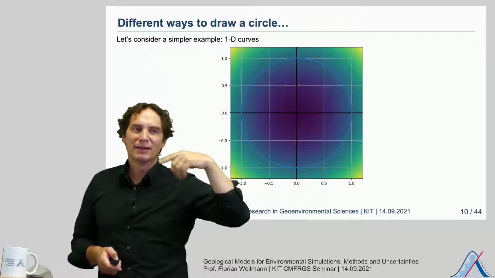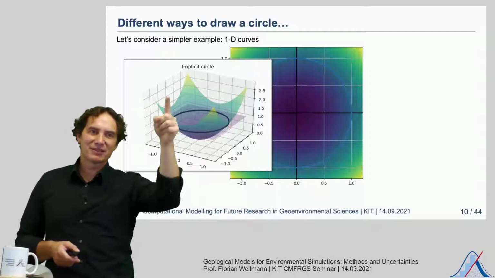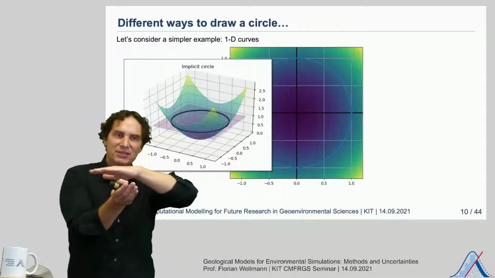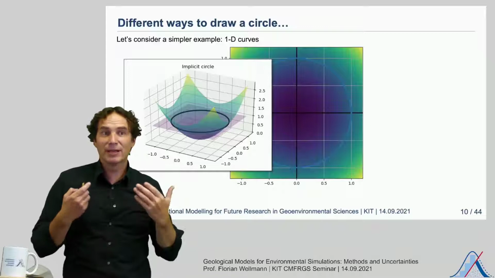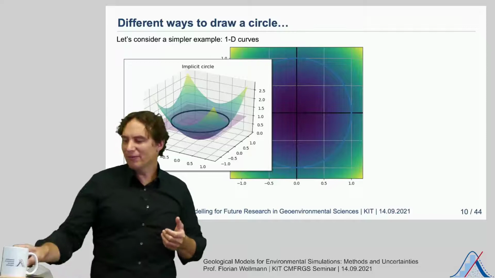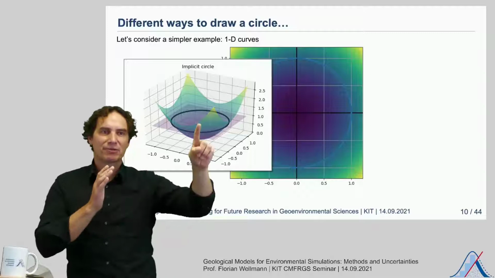So we are describing this, if you want to, you can see this here as a surface, also as a shape in 3D, and we intersect this at one point. And where we intersect this, where we have this contour, this is our circle. And this is the so-called implicit description of a circle. And now we have basically these two ways. So this is important to keep in mind. What we do here is we describe a 1D feature, the circle, by a 2D field.